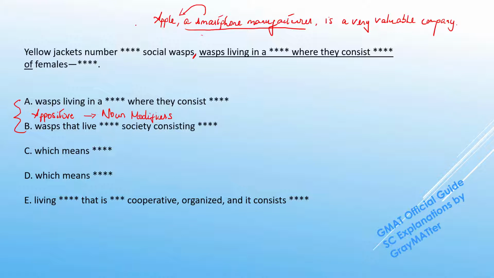So it can be placed in front of the noun. So this can also be rephrased as a smartphone manufacturer, comma, Apple, or it can be placed after the noun as well. So in this case, wasps living in a society or wasps that live in a society is giving us more information about the world's social wasps. So these appositive constructions after the noun can perfectly work, but the original sentence has a problem.